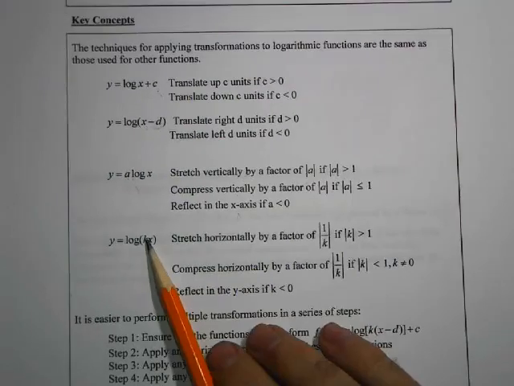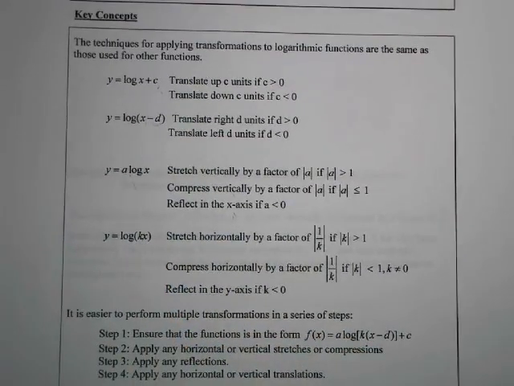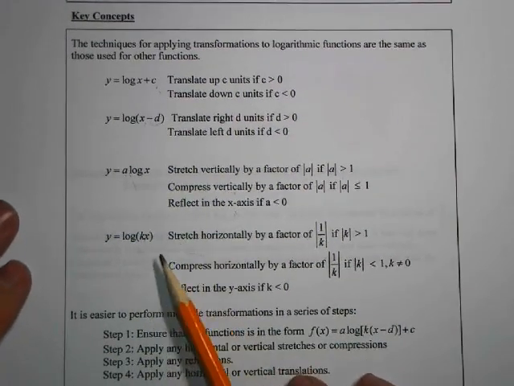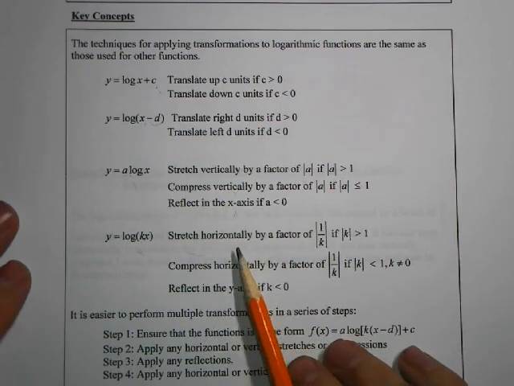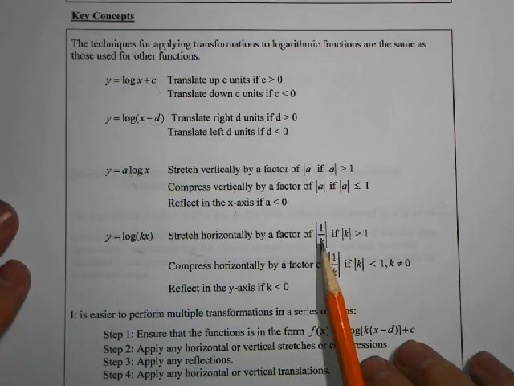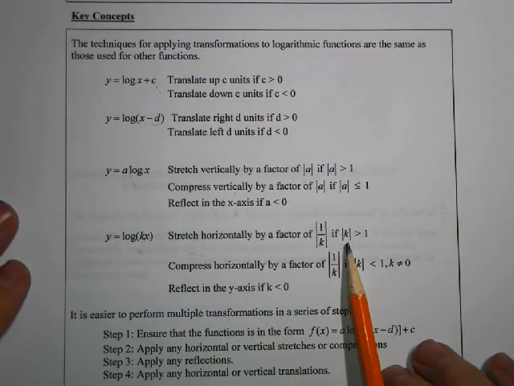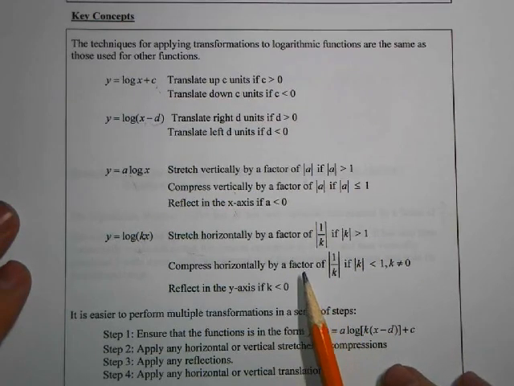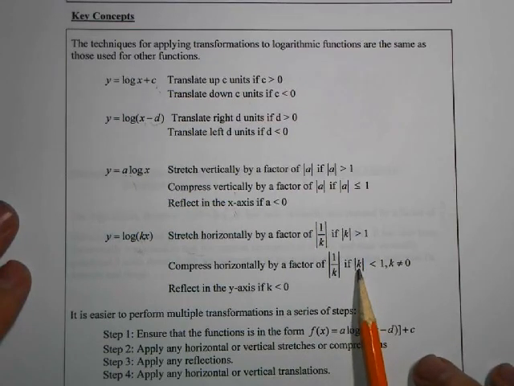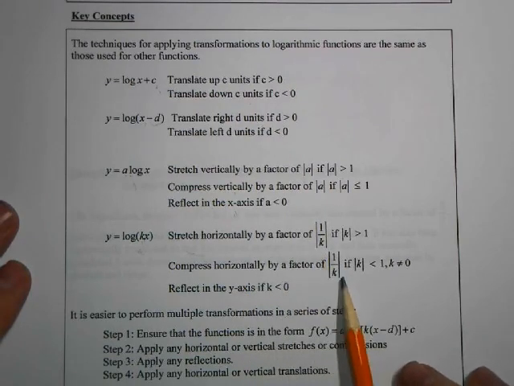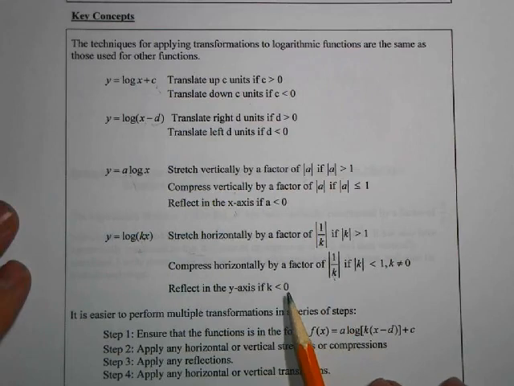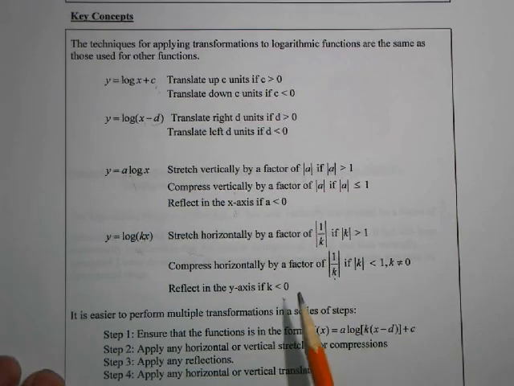Okay, and then the last one, the k value. So again, this is the one that's a little strange. It's going to be a horizontal stretch by a factor of the absolute value of 1 over k, if the absolute value of k is bigger than 1. Okay, and if the absolute value is between 0 and 1, then it's going to be a compression horizontally, also by that same factor, 1 over k. And if k is negative, it's also a reflection.